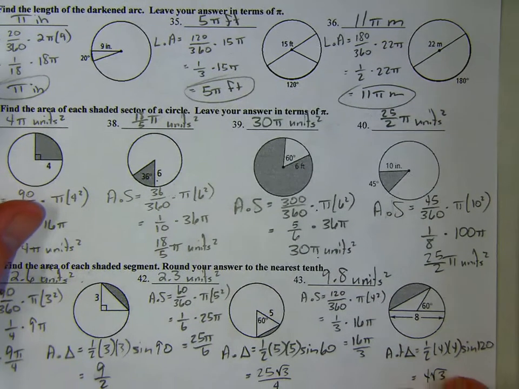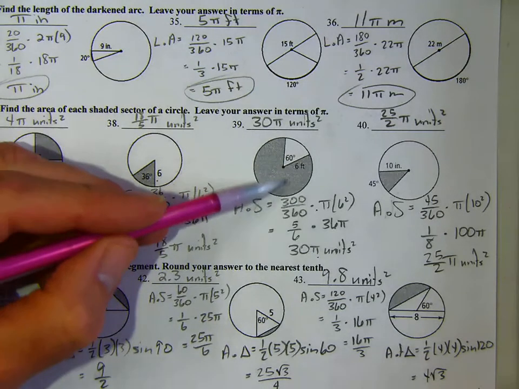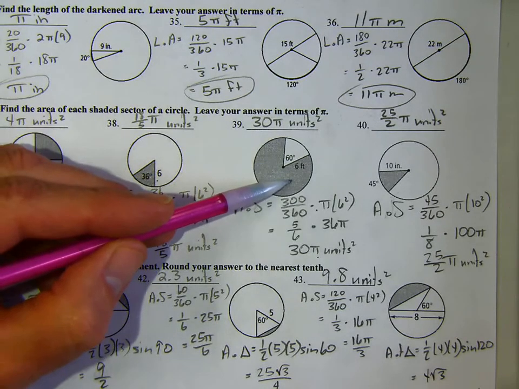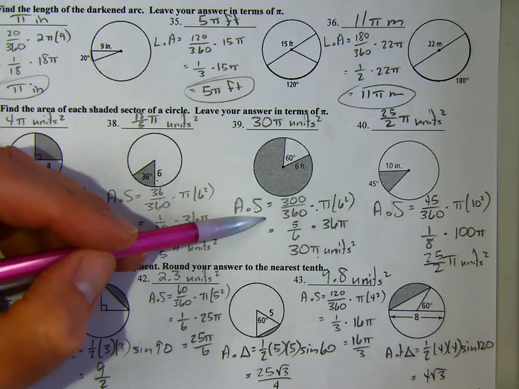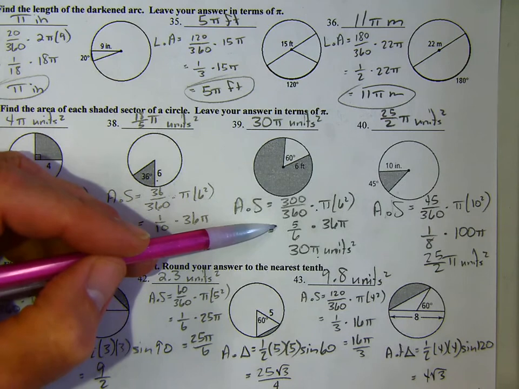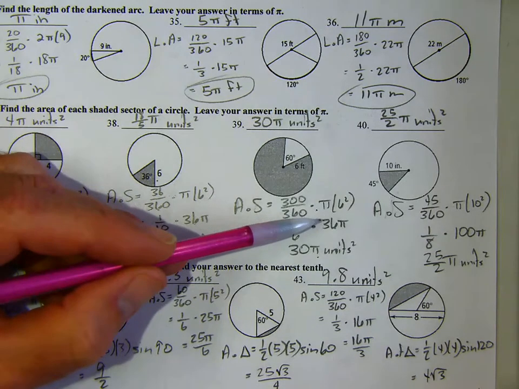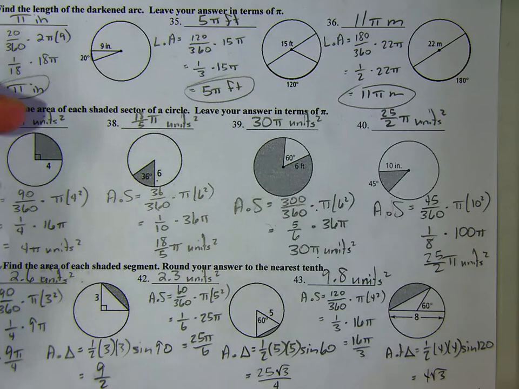The next one, the angle is 300. See, we're looking for the darkened arc, this part. So we subtract 60 from 360, we get 300 for the arc. 300 over 360, which is 5/6. And the area would be pi times 6 squared, or 36 pi. So 5/6 of 36 pi is just 30 pi, because 6 will go into 36, 6 times, then times 5 is 30, so 30 pi units squared.